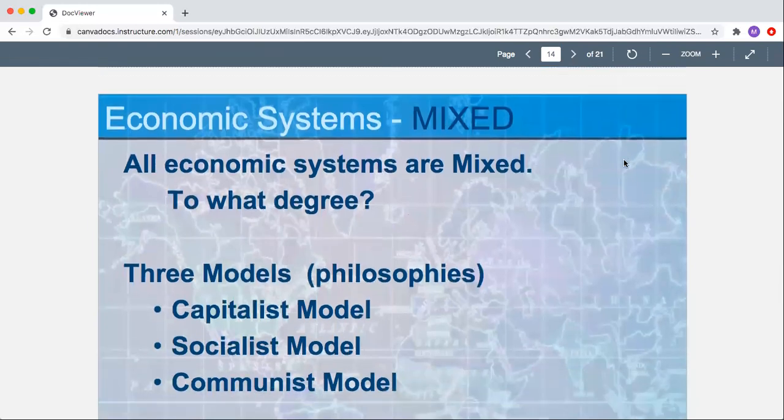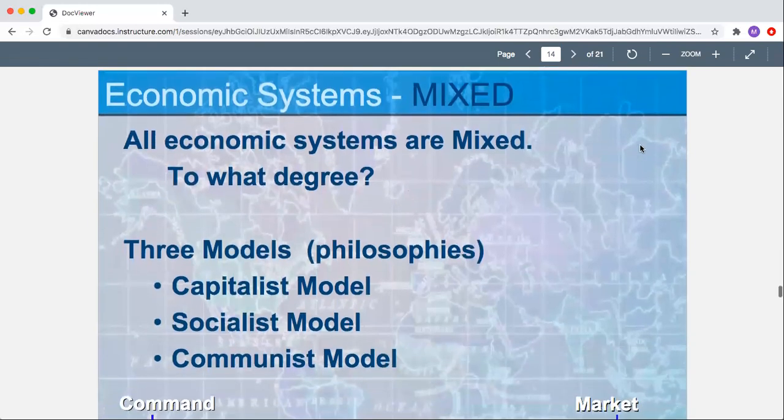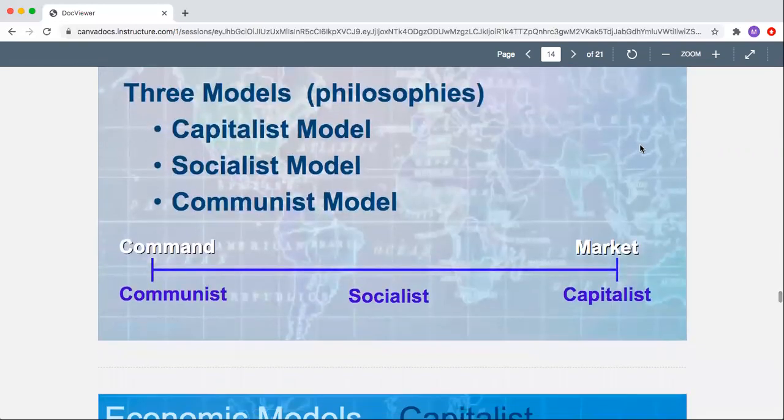So here we get into mixed, the most popular. This says all economic systems are mixed. It just depends on what degree they're mixed. So it says there's three models or philosophies. There's a capitalistic model, socialistic model, and a communist model. So we get one end, socialist in the middle, market on the other end.